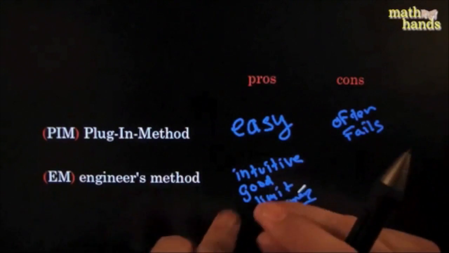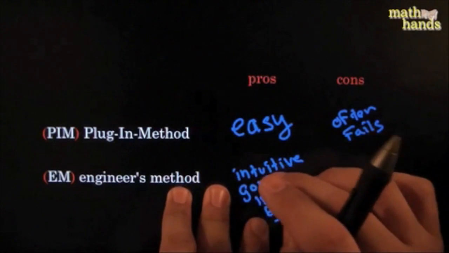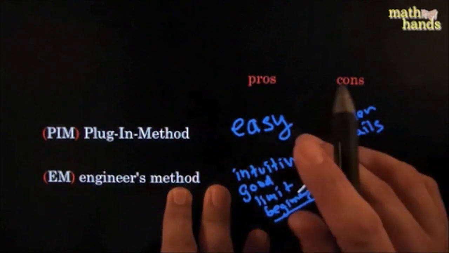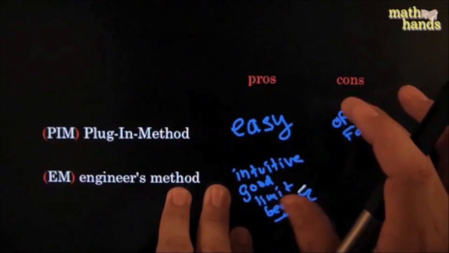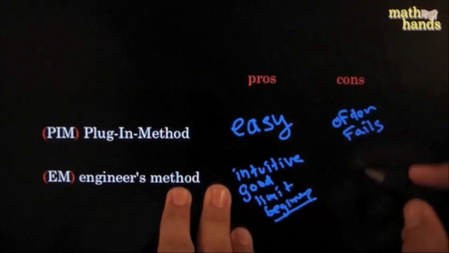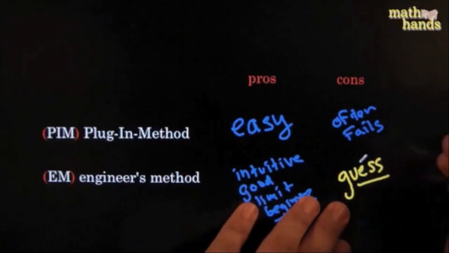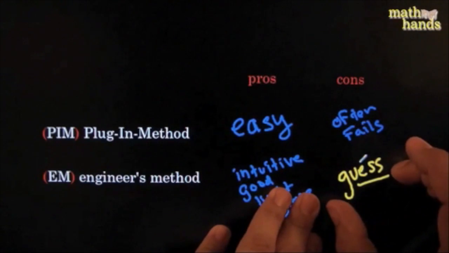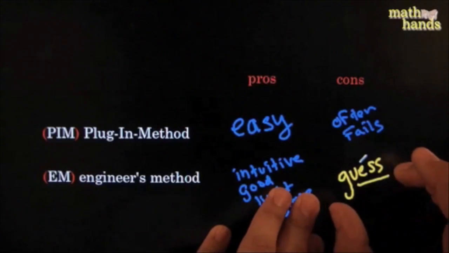It's very intuitive. You're just trying to predict a value, and you choose numbers that are really getting close to infinity. The bad thing, this is a huge bad thing, is that it's just a guess, and often, almost always, you can never really be sure that you've got the right limit. All it is is a guess.